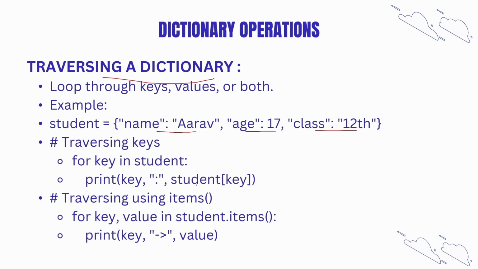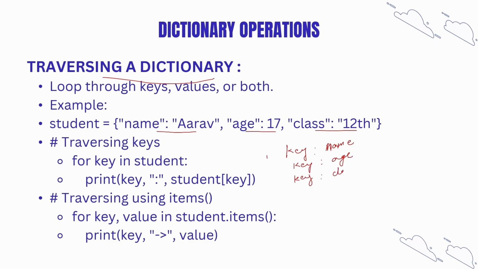We print key, student key. So these are the keys: name, age, class are the keys. So first the output would be key, and it will give me name. Then again it will print key, and it will give me age. Then again it will print key, and then it will give me class.